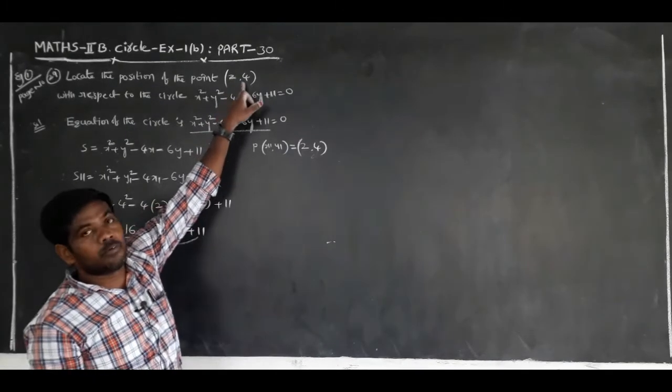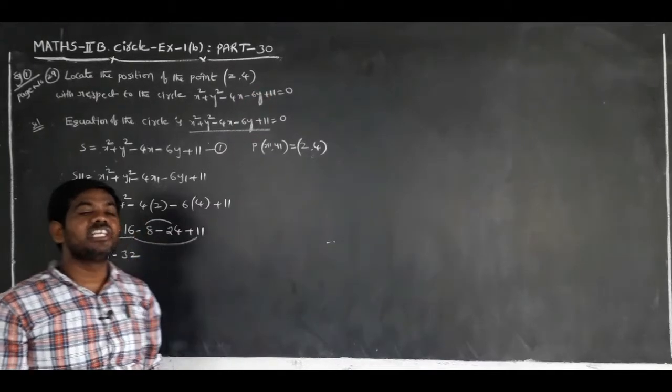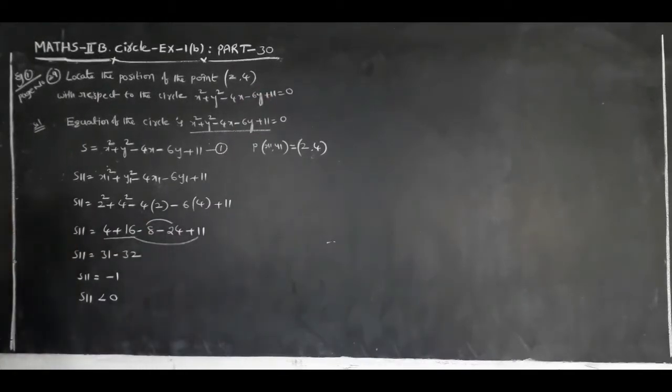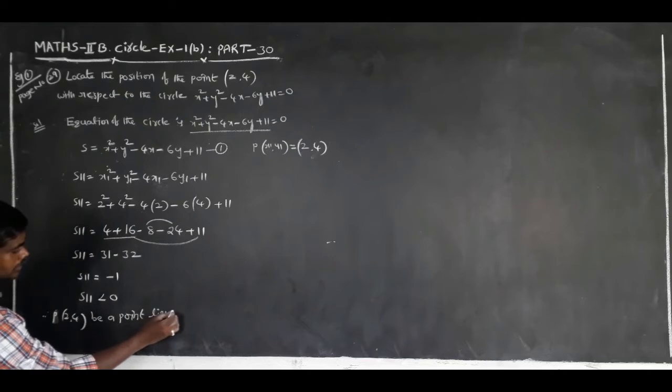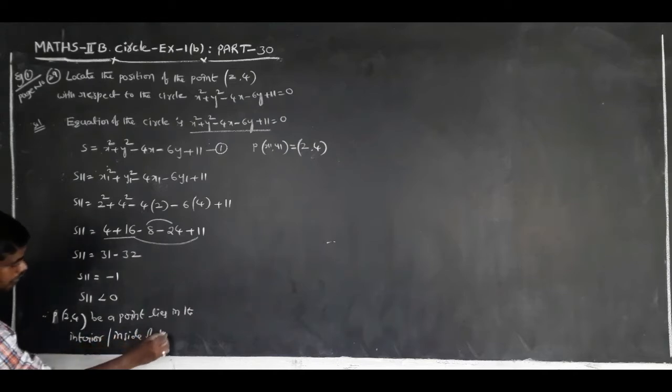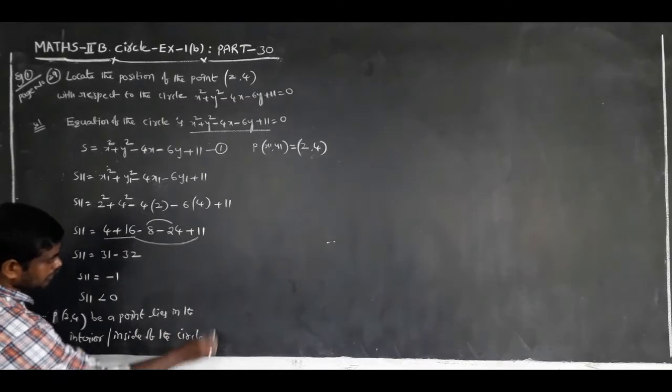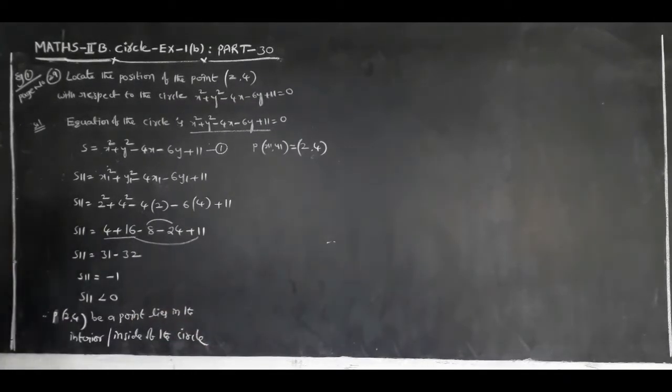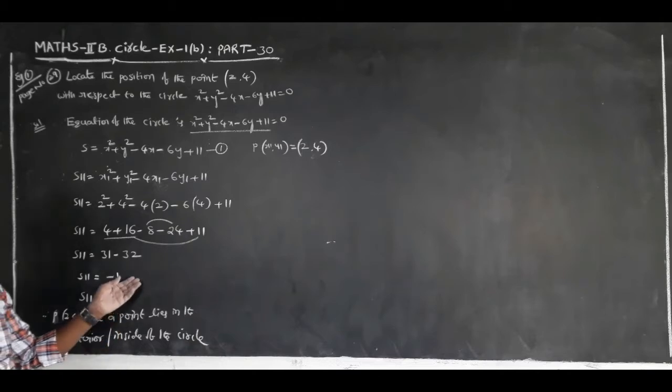So the point P(2, 4) lies in the interior, or inside, of the circle.